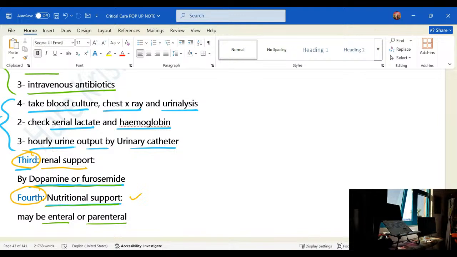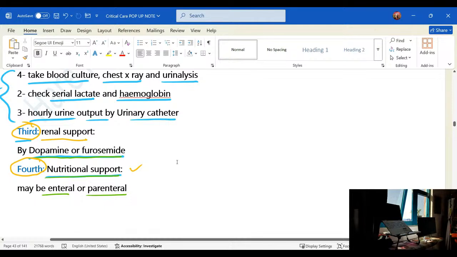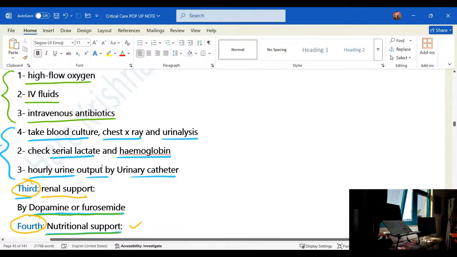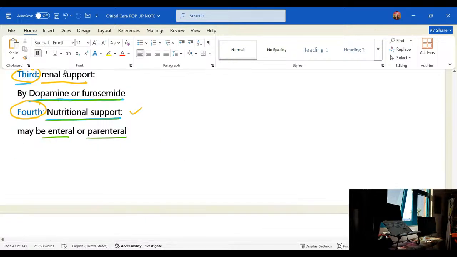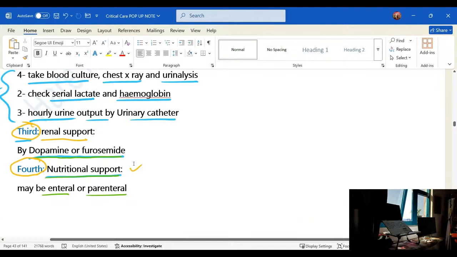Then renal support by dopamine or furosemide. This will be difficult to remember like this. Renal support, in general, CRISP protocol. If renal function is compromised, we will give renal support by dopamine or furosemide. Both are opposite. Furosemide we use in case of high fluid overload, and dopamine we use when there is circulatory failure instead of normovolemia.